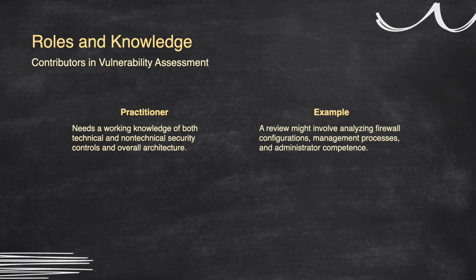Next, friends, in a vulnerability assessment, a review might involve analyzing firewall configurations, management processes, and administrator competence. It is like inspecting different parts of a building's security. So friends, first they check the firewall settings to make sure they are strong and properly set up to block unwanted access. Then they look at how the firewall is managed, making sure it's regularly updated and monitored. And friends, finally they assess the skills and practices of the administrator who oversees the firewall to ensure they can respond effectively to security threats. So friends, by examining these areas, vulnerability assessors can identify weaknesses and recommend improvements to strengthen the organization's security posture.